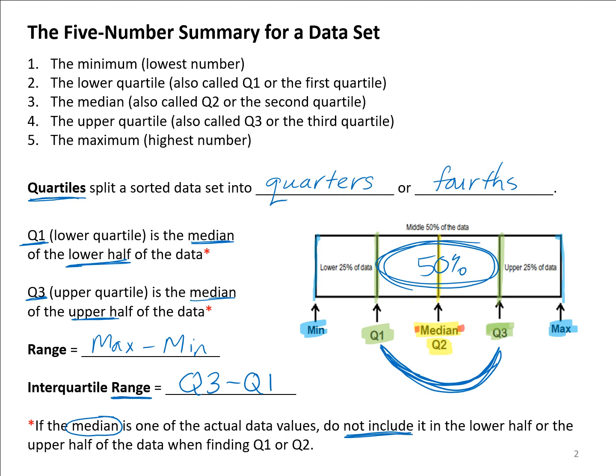And the reason we exclude it from the upper and lower half is that technically, if the median is right in the middle, it's not in the lower half, and it's not in the upper half. It's in the middle. So if you have a median that is right in the middle, you do not use it to calculate either of the 2 quartiles.